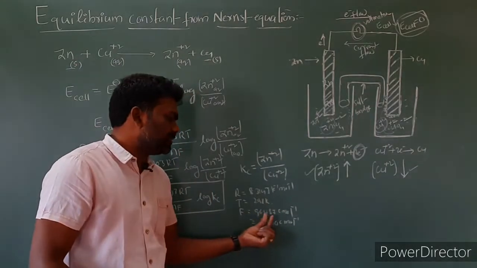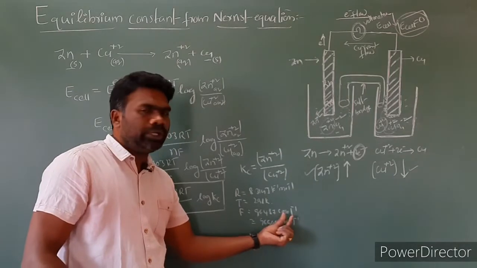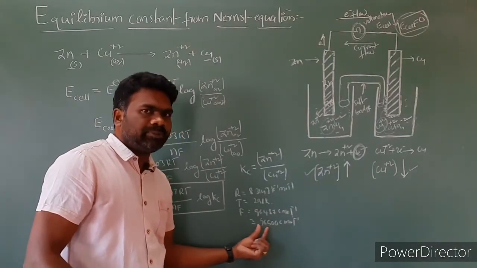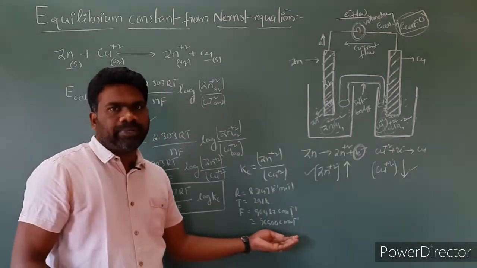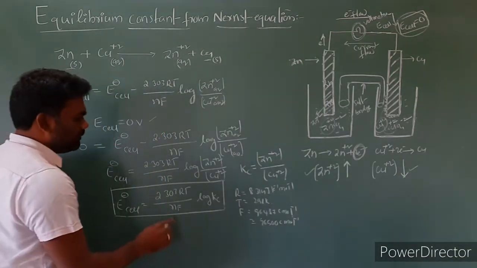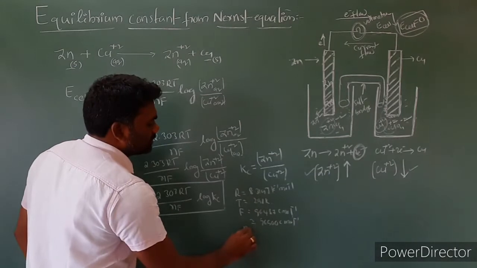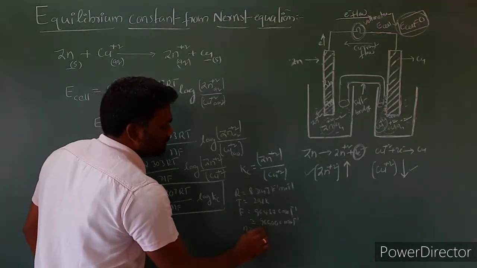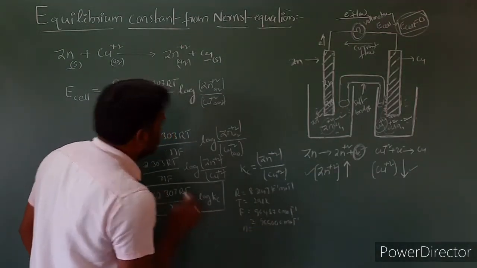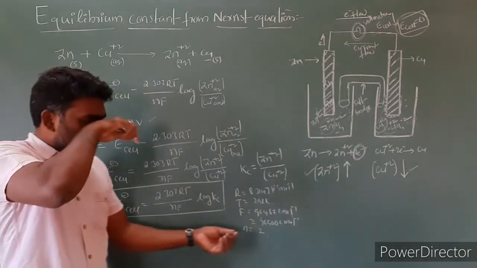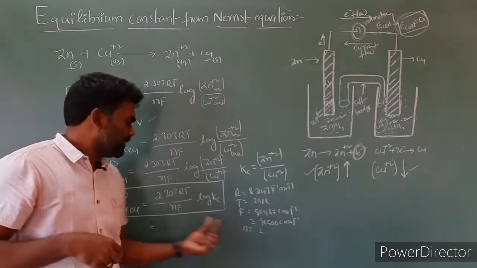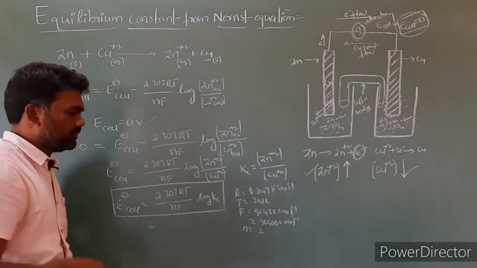The exact value is 96,487 coulomb per mole. For calculation purposes, we approximately take the value as 96,500 coulomb per mole. Then here, n is the number of electrons, which is a constant. n is equal to the number of electrons involved in the reaction. In this case, the number of electrons involved is 2, but for a cell, this n value is going to change. We can just keep this as n itself.